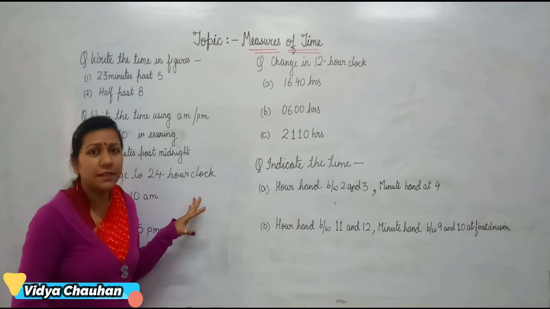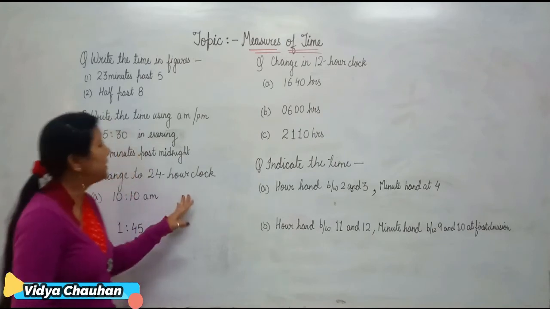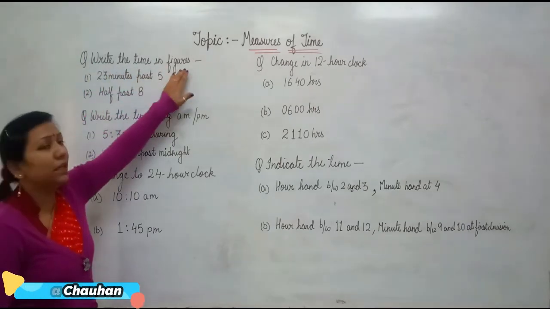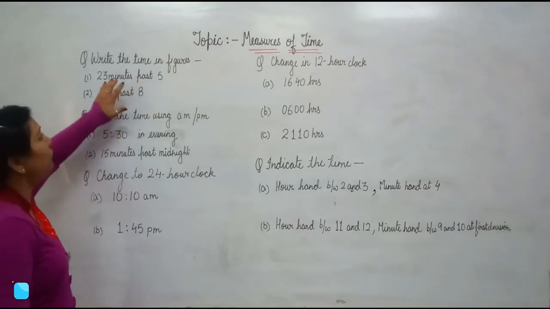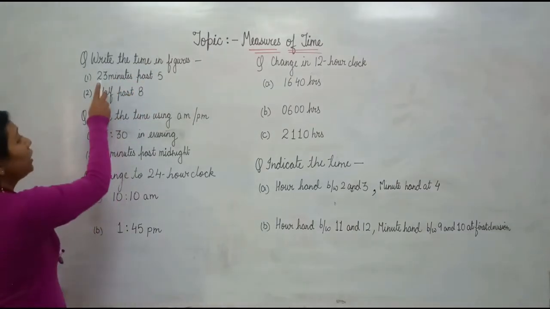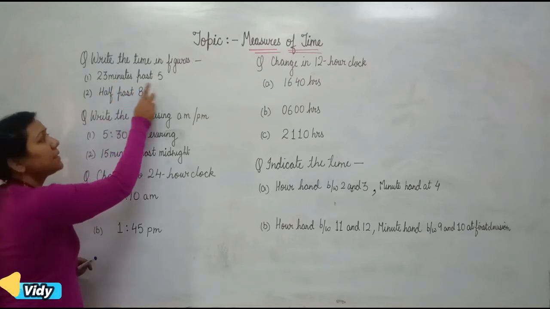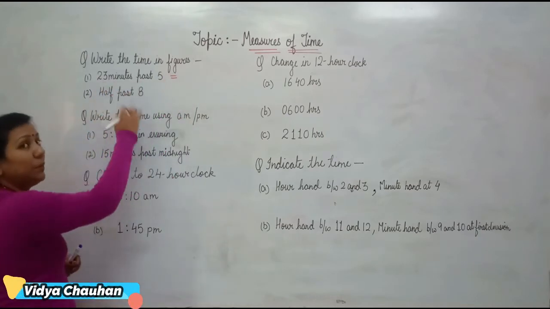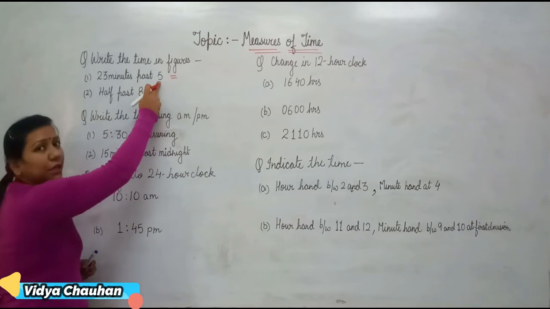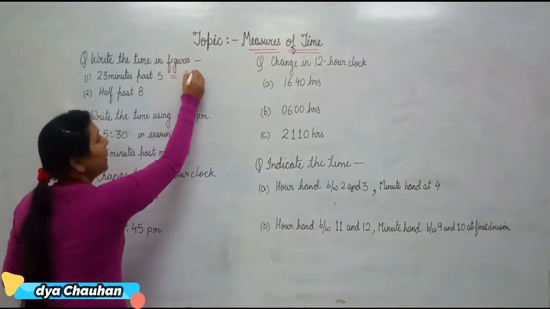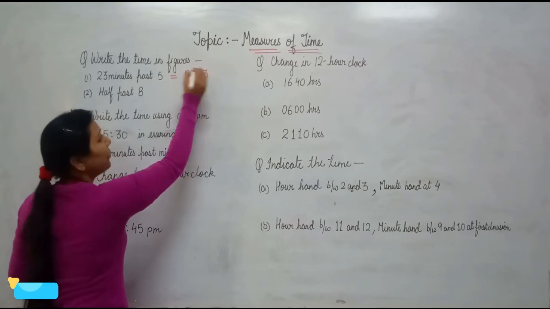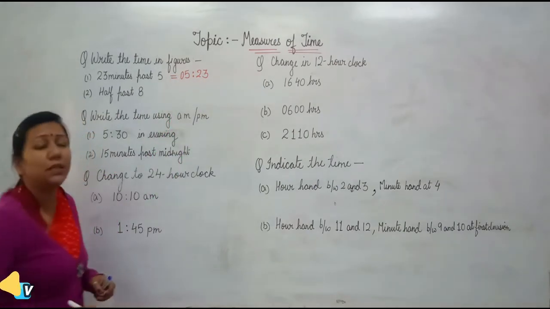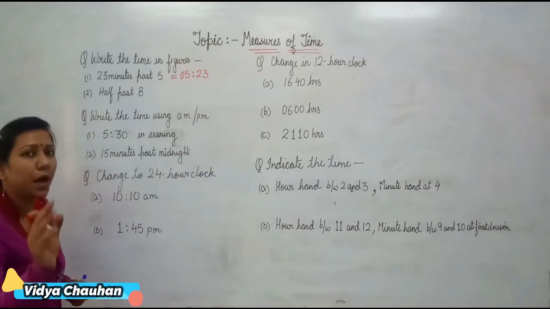Now students, after discussing the introduction of the time, let us take some questions from your book exercise. The first question says, write the time in figures. The time is given in words and you have to write it in figures. The first part, 23 minutes past 5. The time will be 5:23, or you can write 05:23.